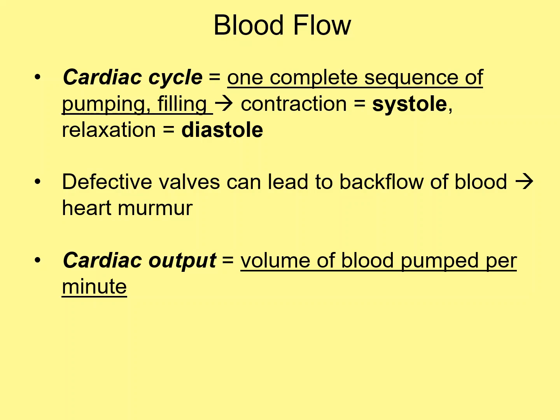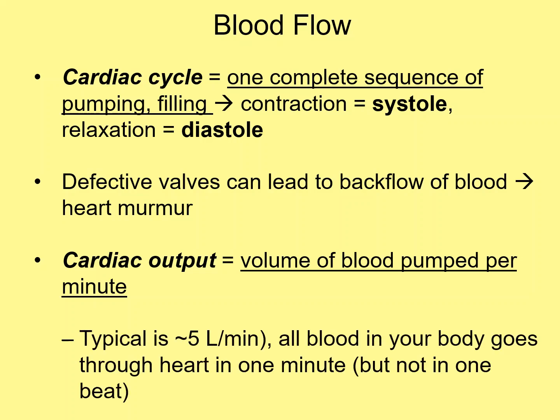So as I mentioned, one cardiac cycle is basically one complete pumping and filling of your heart. Your cardiac output is the volume of blood that's pumped per minute. So typically for people, this is about 5 liters per minute. And typically we have about 5 liters of blood in our body. So all of your blood goes through your heart in 1 minute, but not in one cardiac cycle, right? Not all at once. Obviously that would be crazy, a high volume to go through your heart.